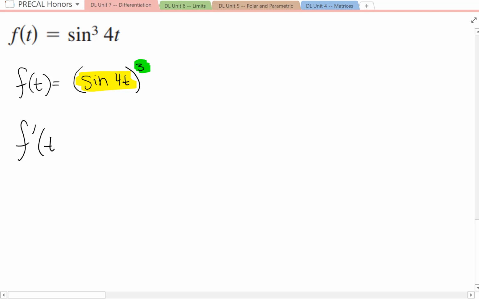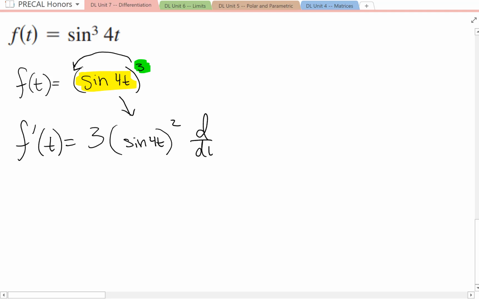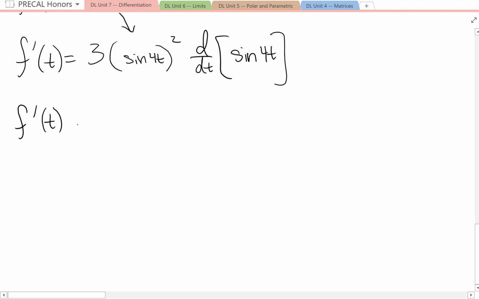F prime of t is equal to the derivative of the outside times the inside times the derivative with respect to t this time of the inside. We've got some more derivation to do. 3 times sine 4t squared is going to be multiplied by the derivative of sine 4t. At this point, my inside function is 4t, and my outside function is sine.